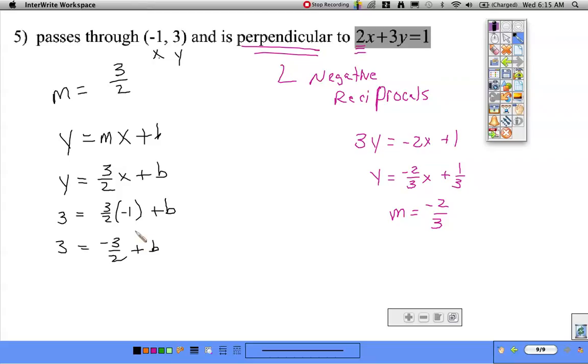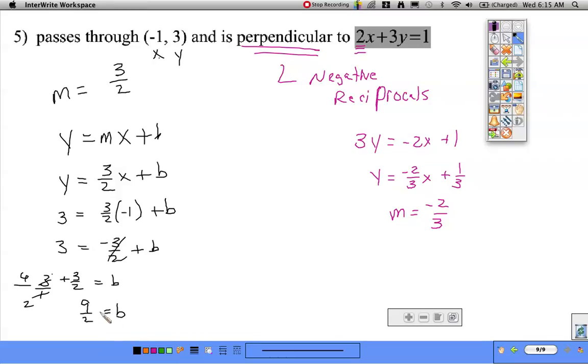Don't reach for your calculator, make a common denominator. I'm going to have 3 plus 3/2 equals my y-intercept when I move that over. 3 over 1 has a common denominator of 2, so I'm taking 6 over 2 plus 3 over 2, which is 9 over 2 for my y-intercept.